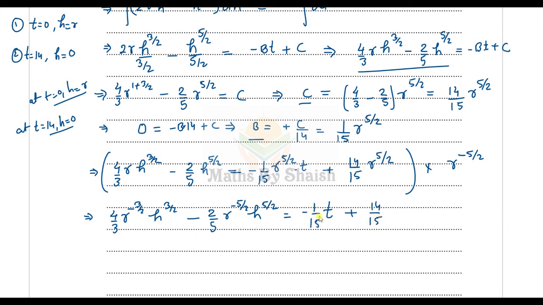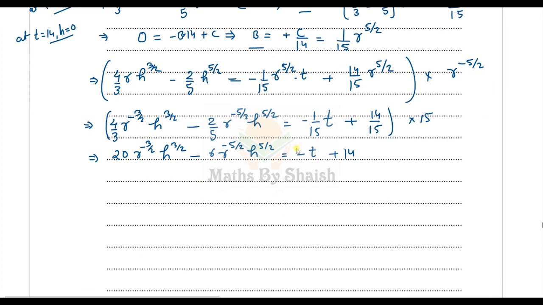Now I need to get rid of this 1 over 15, so I'll multiply the whole equation by 15. So we will get 15 into 4 by 3 is 20, 20 r raised to the power minus 3 by 2 h raised to the power 3 by 2, minus 2 by 5 times 15, which is 6, r raised to the power minus 5 by 2 h raised to the power 5 by 2, and this is equal to minus t plus 14. Hence we can write t, I'll take this t to the left hand side and the other things to the right hand side.